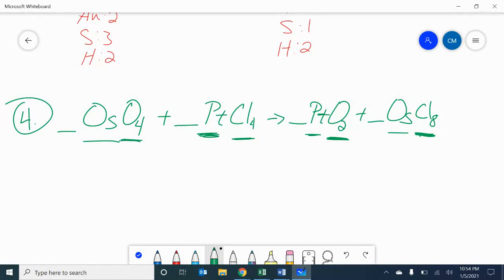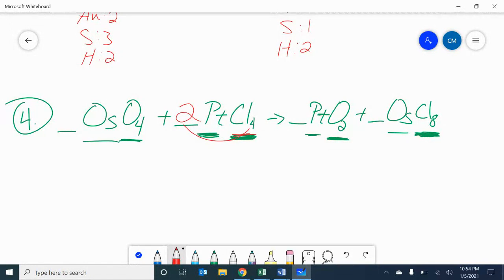I usually try to do oxygens last, so let's try the chlorines first. I have 8 on the right, I have 4 on the left. So let's just even it up at 8. 8 on the right, 8 on the left. So 4 times what? 4 times 2 would be 8. So I got to put a 2 there because 2 times 4 is 8.